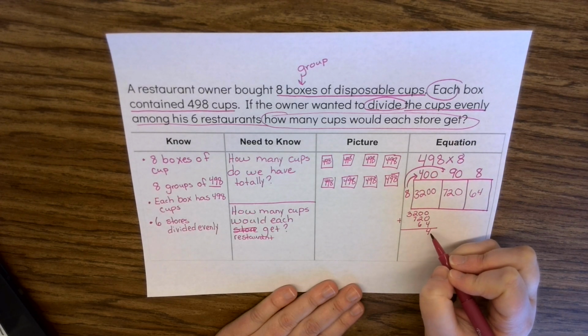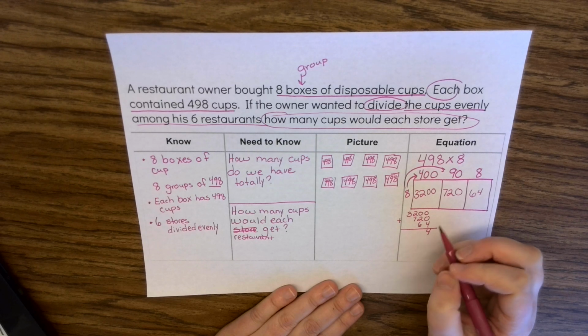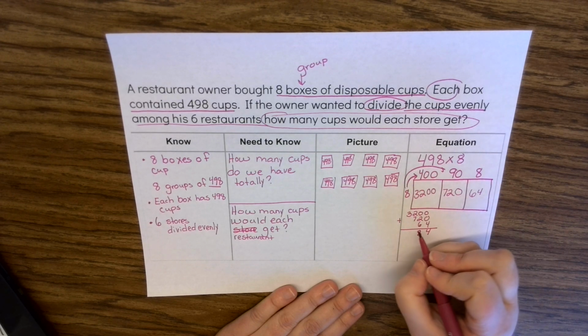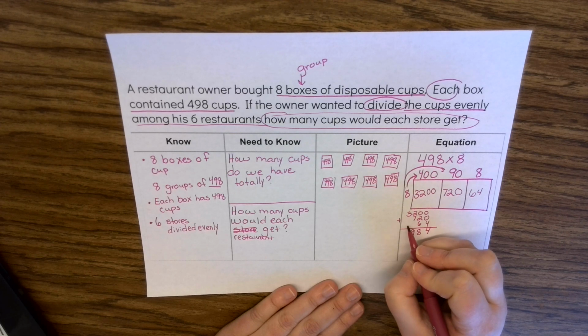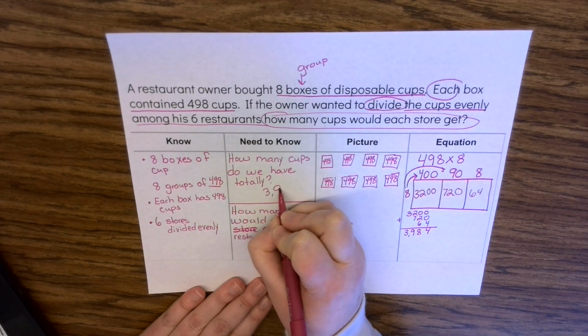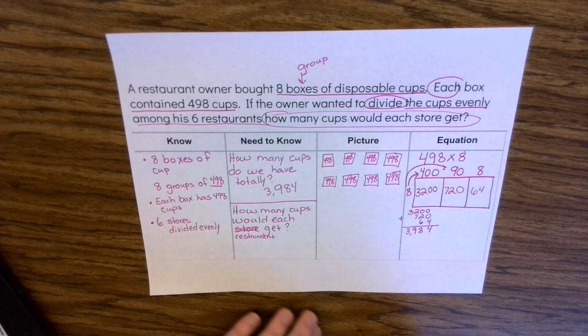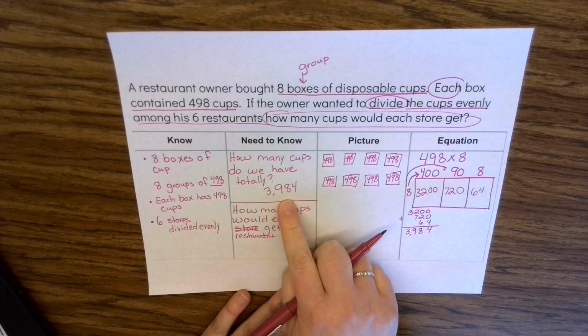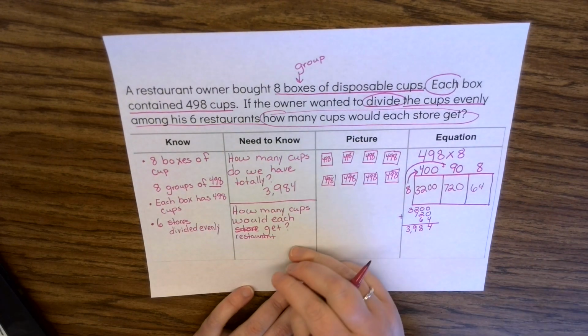0 plus 0 plus 4 is 4. 0 plus 2 plus 6 is 8. 7 plus 2 is 9. 3 plus 0 plus 0 is 3. So they have a total of 3,984 cups totally. But that's not how many each restaurant's going to get. That's just their total amount.